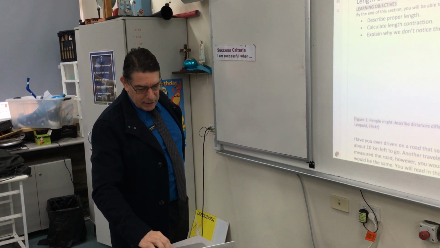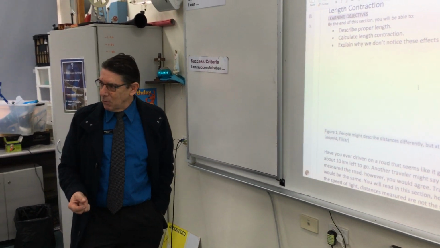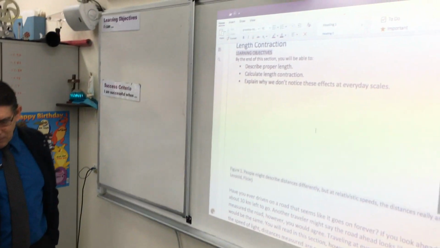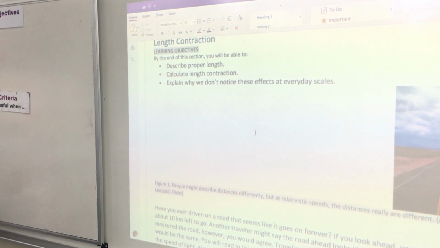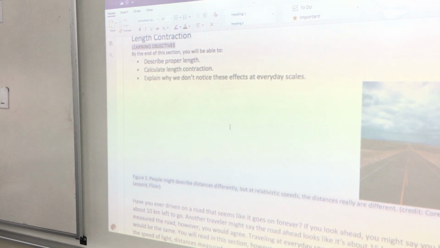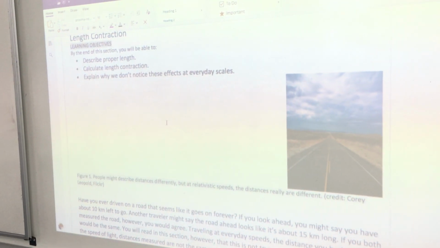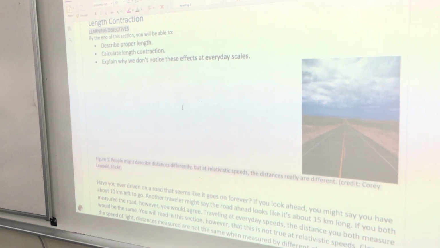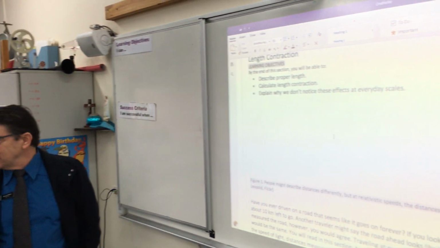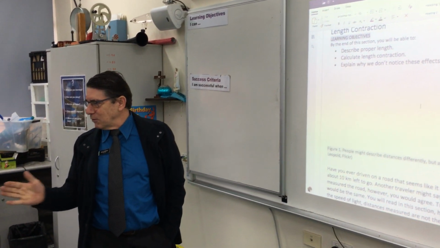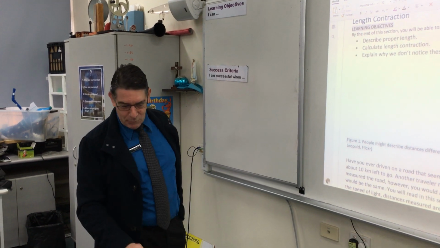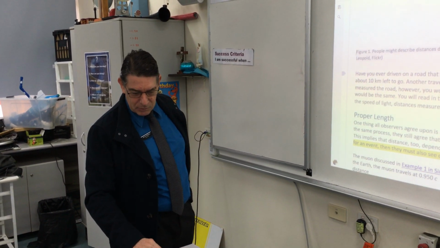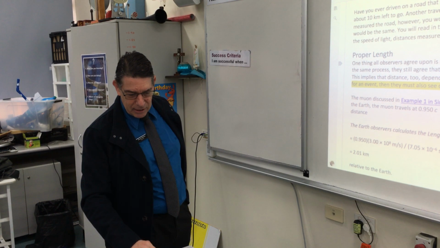So the things we're looking at today: you need to be able to describe what proper length is, you need to be able to calculate length contraction, and we need to explain why we don't see those things in an everyday situation. Obviously the answer is the same as for time. If you're dealing with simple velocities like we are every day, you're not going to get the amount of length contraction or time dilation that you would get if you were travelling anywhere near the speed of light. So we'll introduce some concepts and some examples where you can see that that's the case.